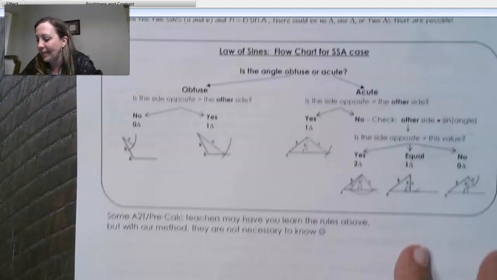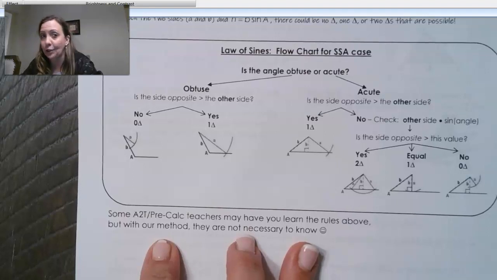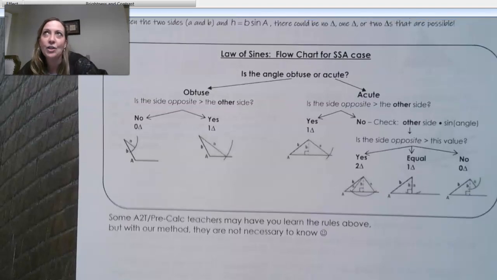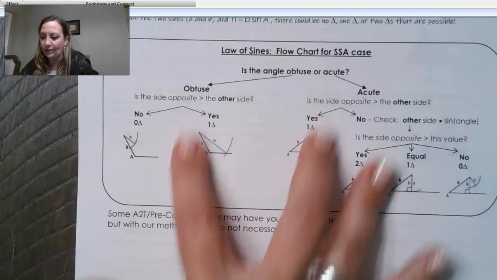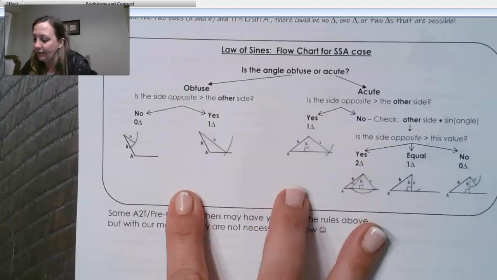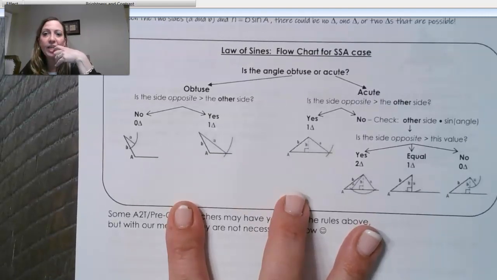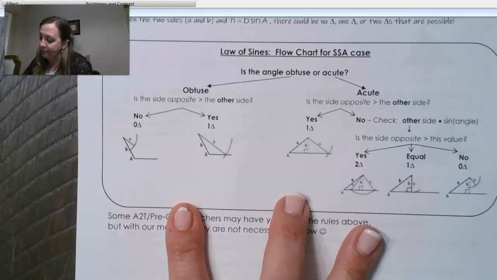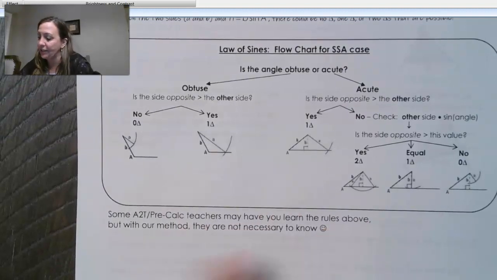And this is a flow chart that some Algebra 2 with trig teachers or pre-calc teachers have you learn. I'm going to teach you a different trick based on what we know about inverse trig functions. But this is kind of like what you might hear some other people in the other classes going through. This is not something that we're going to use, but if you hear other classes talk about it, I just wanted you to be aware of what that is. Again, they might have you learn these rules, but with our method, they're not necessary to know.